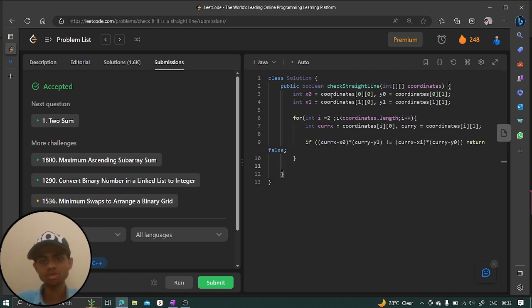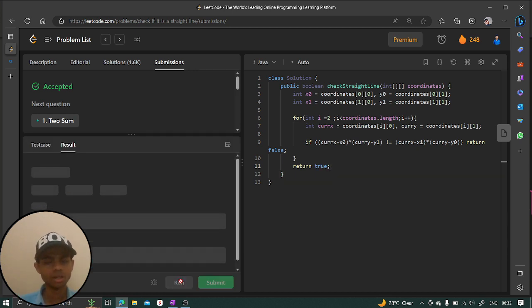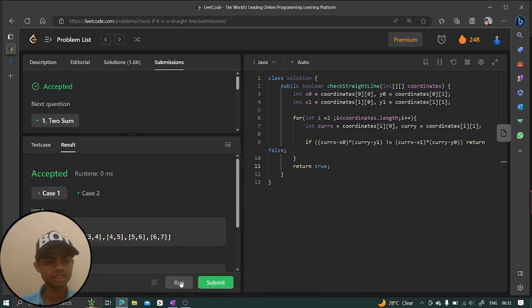Now if it is not the case, we come out of the loop and return true, not false. Now let's run this code as well and see whether it's working fine or not. This is with Java. You can see, guys, both test cases passed. So let's try to submit this code as well.